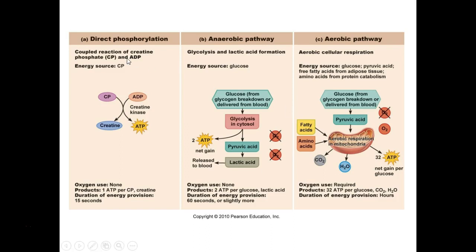So here gives you a nice little look at all of the different ways that we create energy. Remember, the direct phosphorylation is simply snagging a phosphate from the creatine and adding it to an ADP to create ATP. So quick energy doesn't last long. Anaerobic respiration includes glycolysis, so we take glucose in the cytosol, we break it down to pyruvic acids. When there's low oxygen present, we've only created a couple of ATP and we release that lactic acid in the blood. That causes our muscles to fatigue.